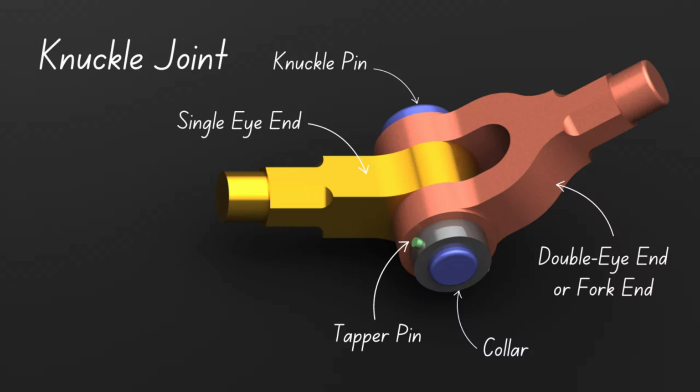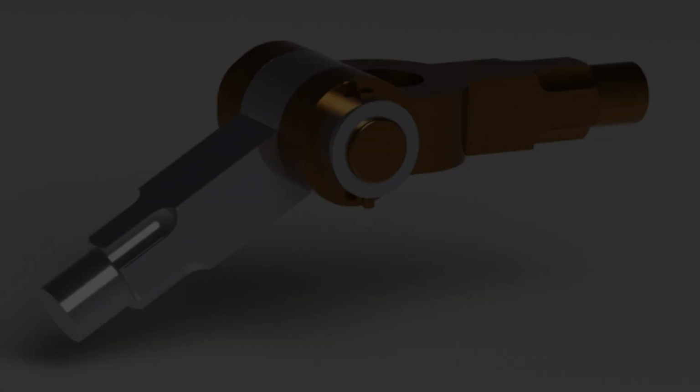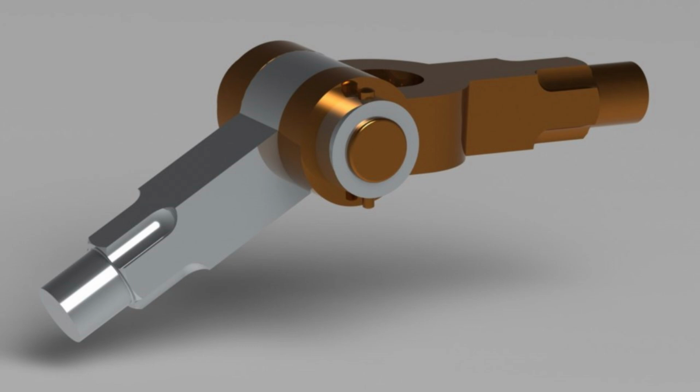Hello guys, in this video we are going to see how to create a CAD model for a knuckle joint. Before getting into the CAD work, we'll see a basic brief about the knuckle joint. A knuckle joint is a mechanical component used to connect two rods or links that are under tensile load and must allow a small degree of angular motion relative to each other.